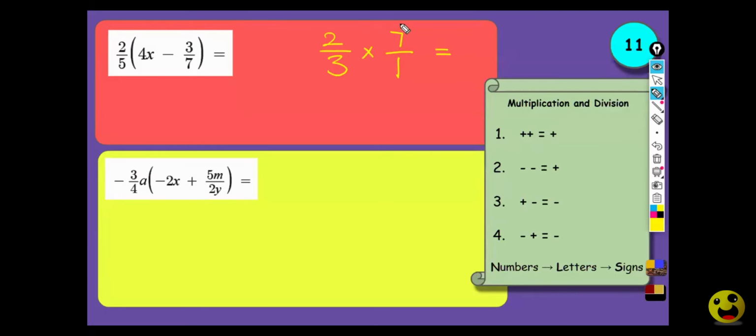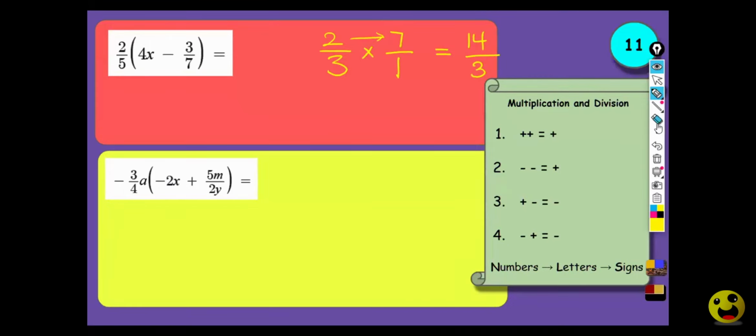And now both of them are what? Fractions. You multiply the top by the top. 2 by 7 is 14. 3 by 1 is 3. Bam. And you can leave it as an improper fraction today. I'm a fan of improper fractions. I hate mixed fractions. I'll take an improper fraction any day over a mixed fraction.